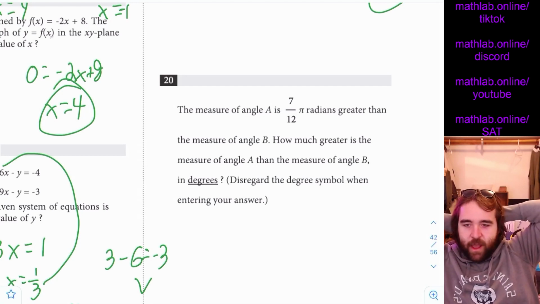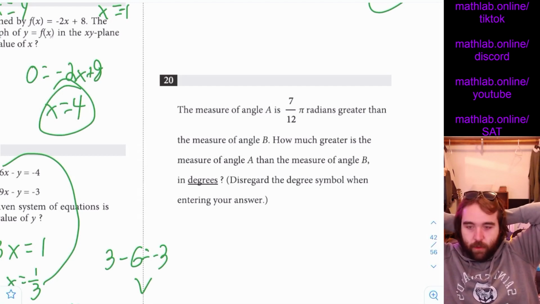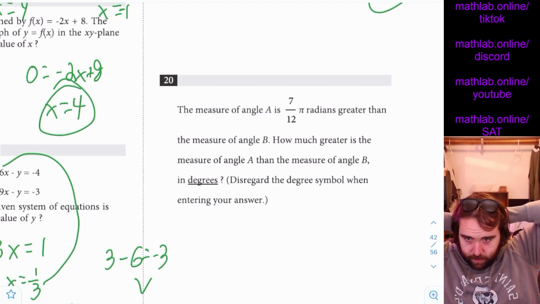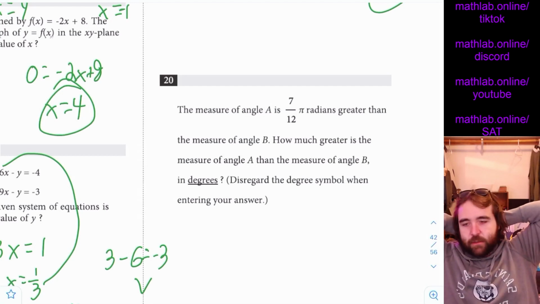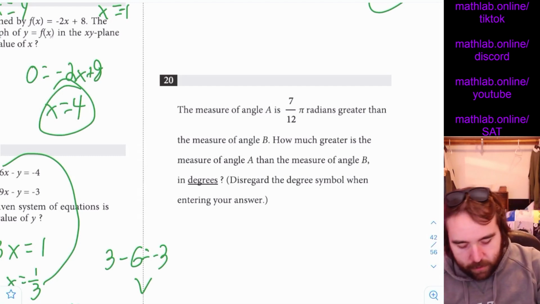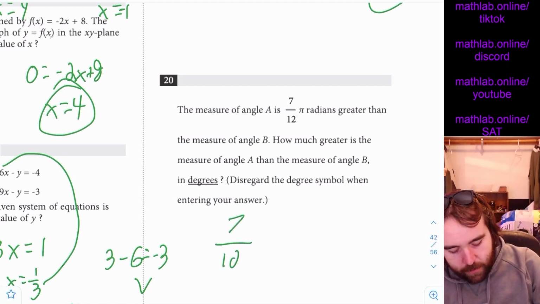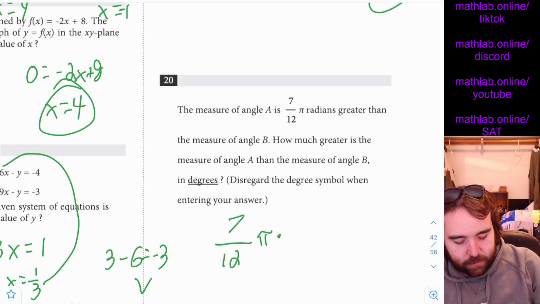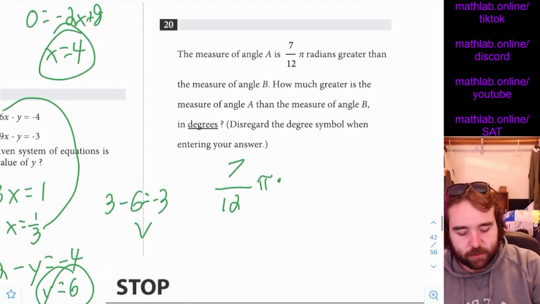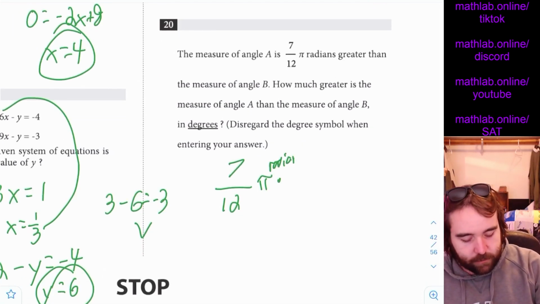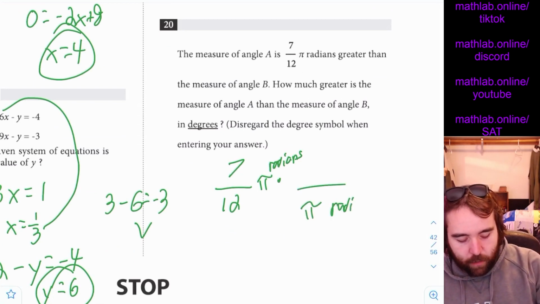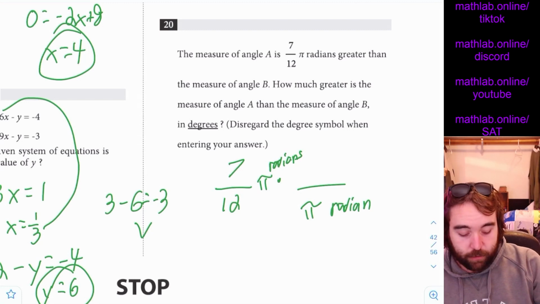The measure of angle A is 7 over 12 pi radians greater than the measure of angle B. Whoa. How much greater is the measure of angle A? Oh, in degrees. So we don't even have to think about comparisons. All we're trying to do is switch this to degrees. So the way to do that is, again, dimensional analysis. So right now we're in radians, which means we want to cancel out the radians, which means we're going to multiply by pi radians underneath, on top, 180 degrees.